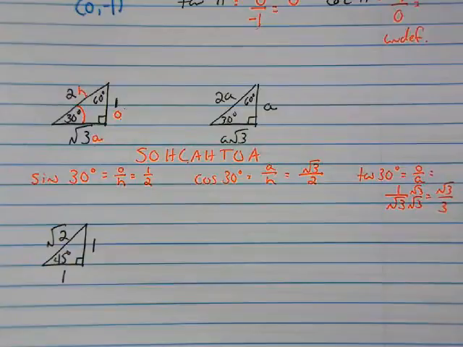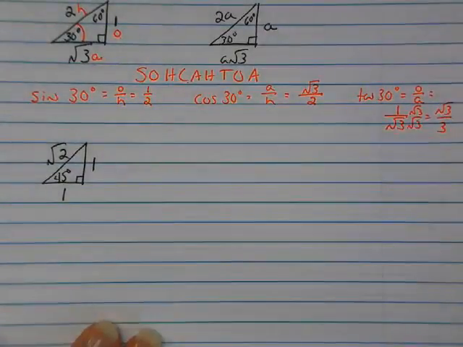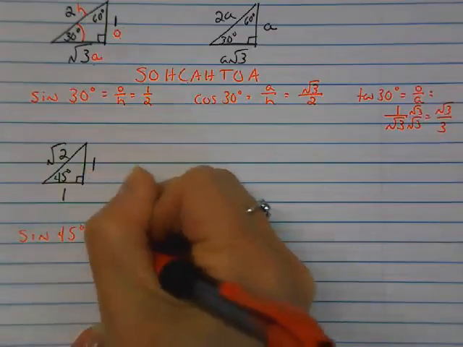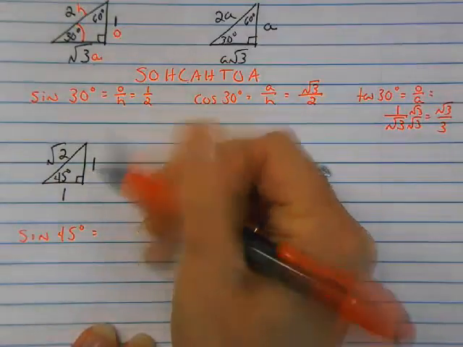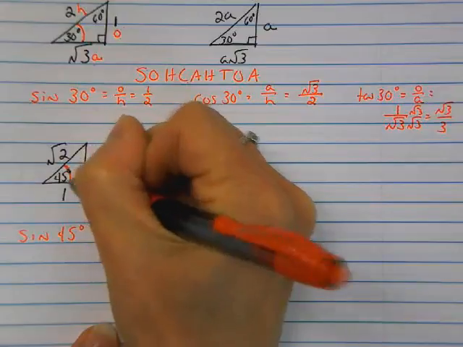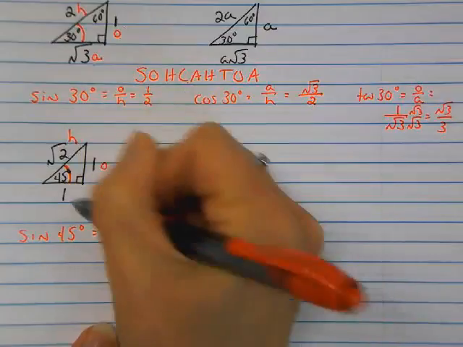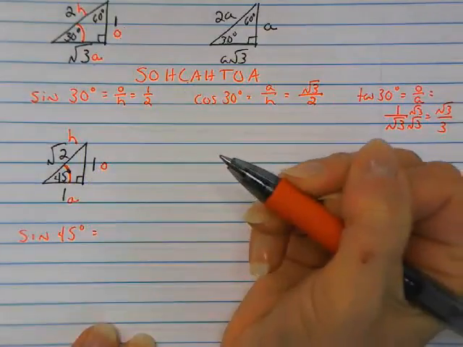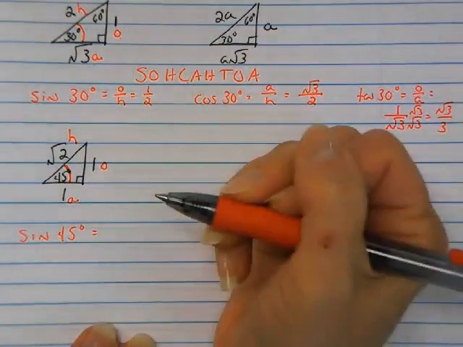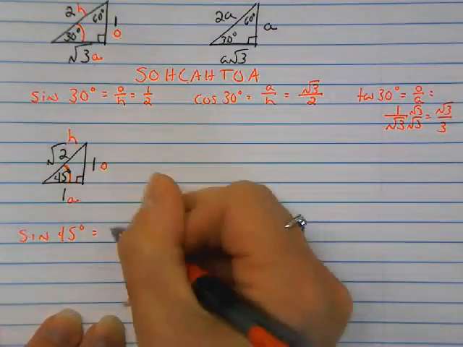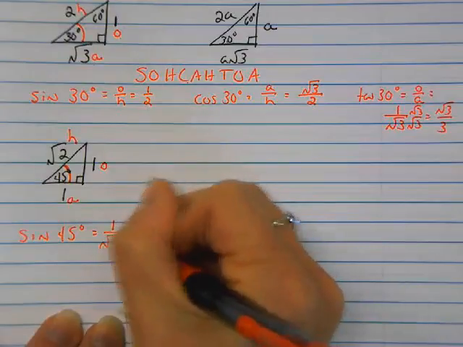Alright, let's go through it again. The sine of 45. Sine is O, so let me go ahead and label. Opposite is 1. My hypotenuse is the square root of 2. And that means this is adjacent. The adjacent side is just whatever's left over. Alright, so sine is O over H, so it'd be 1 over the square root of 2, but I can't leave that like that in the denominator, so I clean it up, and I get square root of 2 over 2.